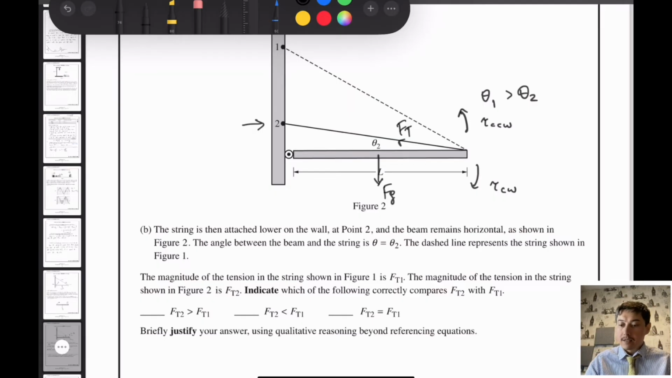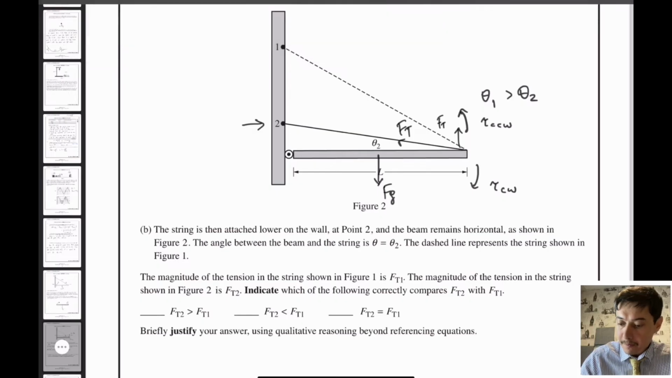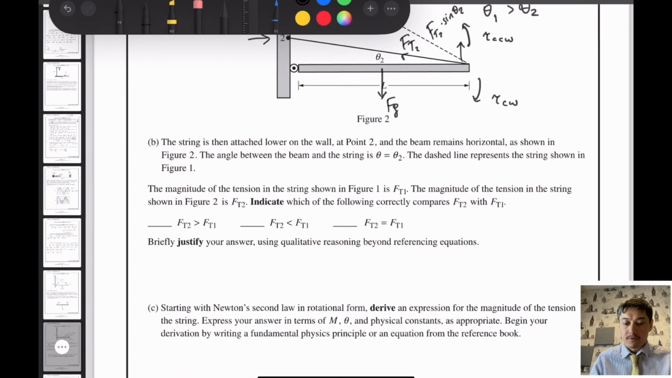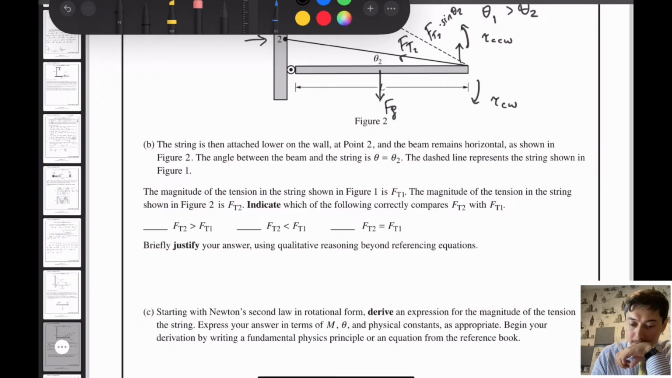In both cases, the vertical component of Ft must be the same to balance the torque created by gravity. But in the second case, we have got a smaller angle. That means the tension force must be bigger to produce the same vertical force. So first of all, we determined that the tension in the second situation is bigger.